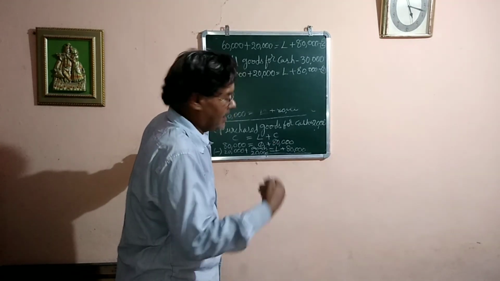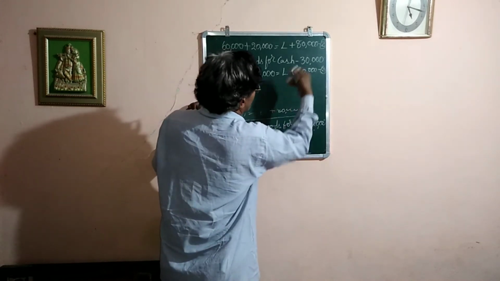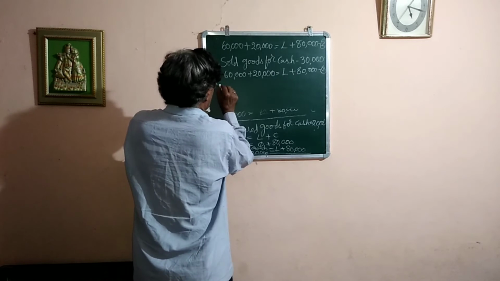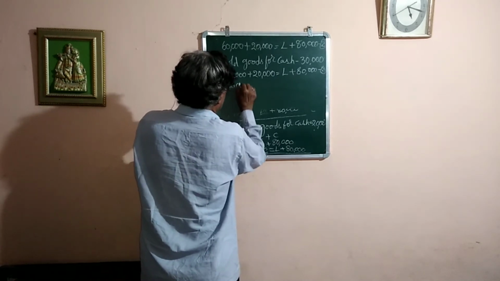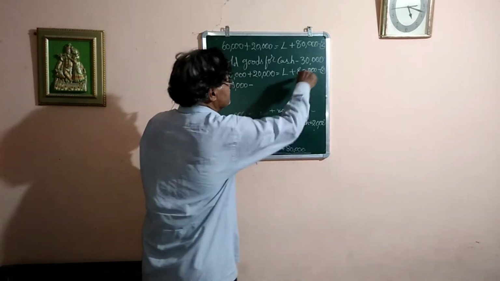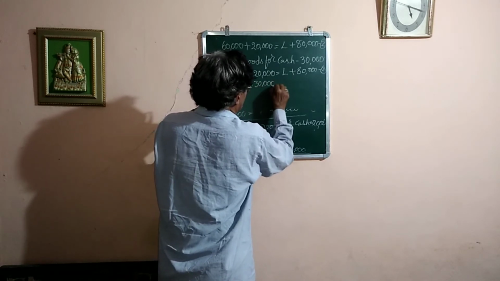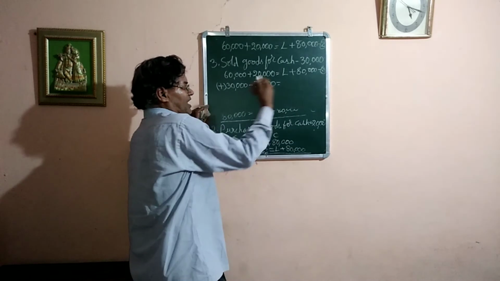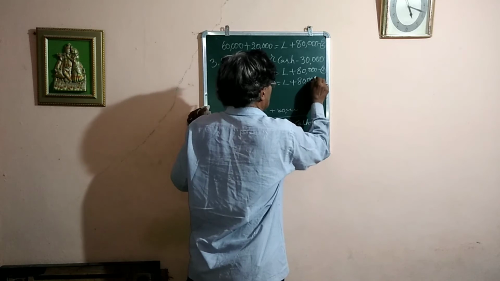Here you can keep anything. This is cash amount. Cash we are getting, 30,000. Now minus 30,000 is equal to, there is no change on the right hand side, L plus 80,000. That is the effect for the capital amount.